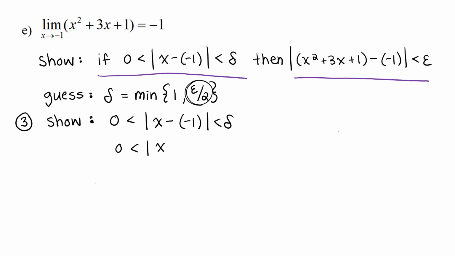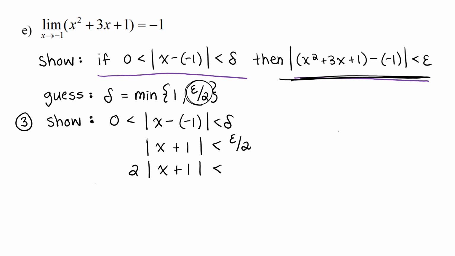So let's simplify this a bit. So we have the absolute value of x plus 1 is less than our delta, which we're saying is epsilon over 2. And then we can multiply both sides by 2. We're not too worried about this 0 because we're only trying to show this right side. So we'll multiply both sides by 2. So we have 2 times the absolute value of x plus 1 is less than epsilon.